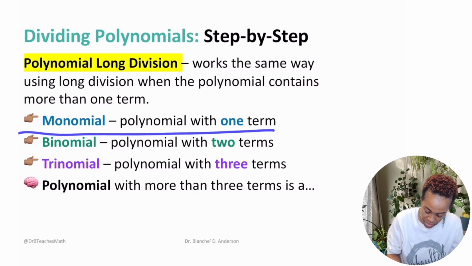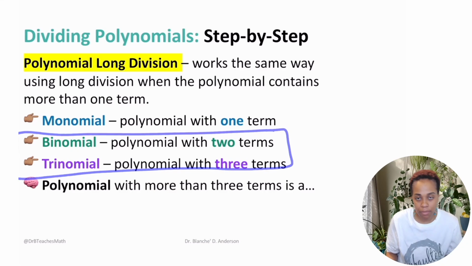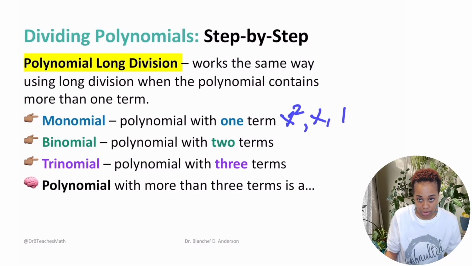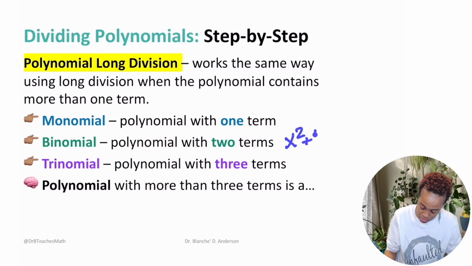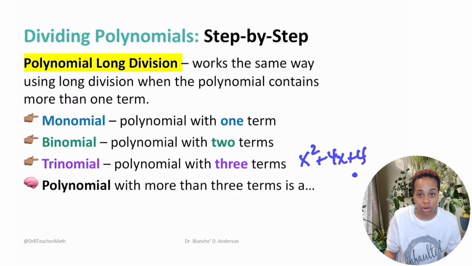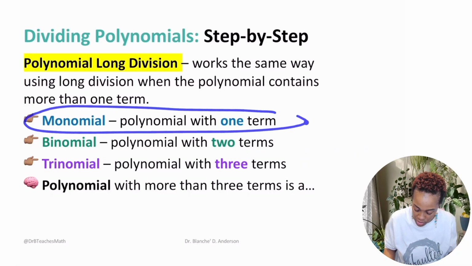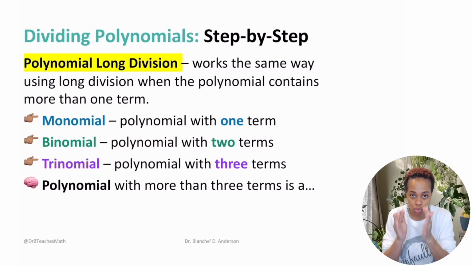But when it's more than two terms, a polynomial with two terms, for example x squared plus 1 or x plus 1, see, it's got two terms. Monomials just have one term. Polynomials have two terms, x plus 1, two terms. A trinomial, x squared plus 4x plus 4, has three terms. And a polynomial with more than three terms, you just call it a polynomial. So when you're dealing with one term, you just do regular division because it's just one term.